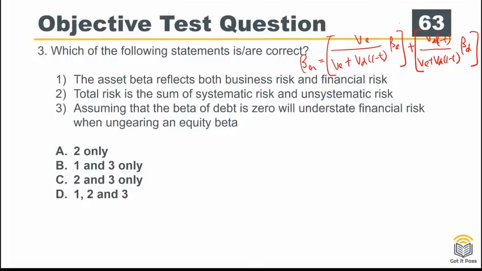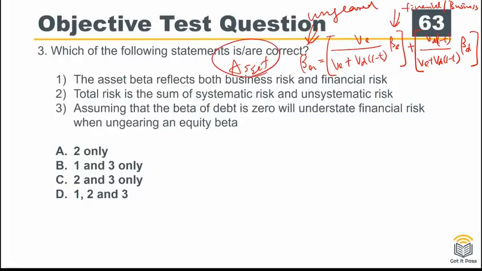For equity beta, it reflects both financial risk and business risk. For the asset beta, it is an ungeared beta. It only shows the risk of the asset it holds, only the risk from the asset, and it doesn't consider any financial or capital structure.